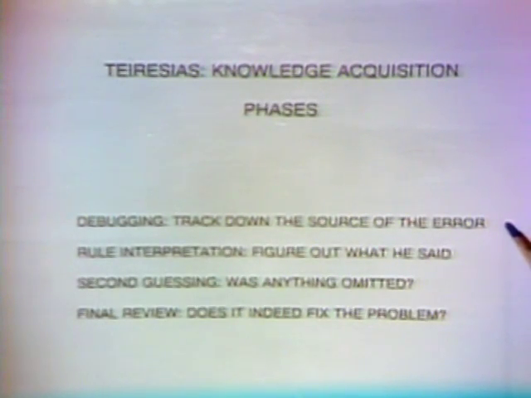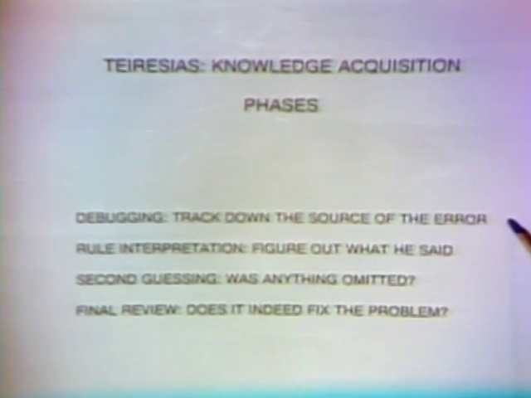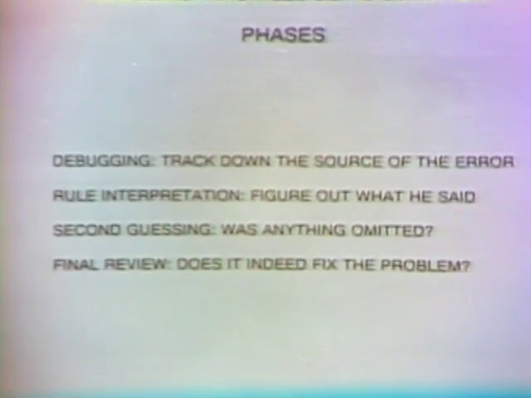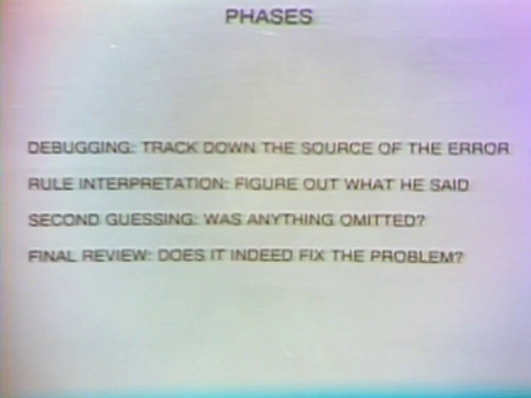The first phase in all of this is debugging. Remember that I said we're going to be tracking down an error. We're going to be doing knowledge acquisition in the context of a mistake in the performance program. So we've got an error. The question is, where did it come from and why? So the first phase is simply the debugging.